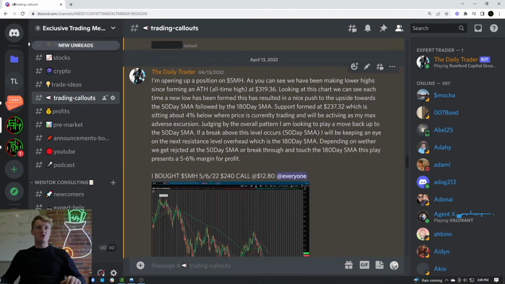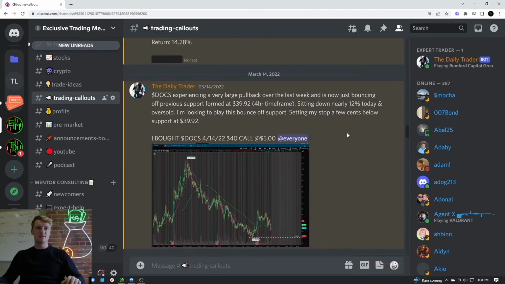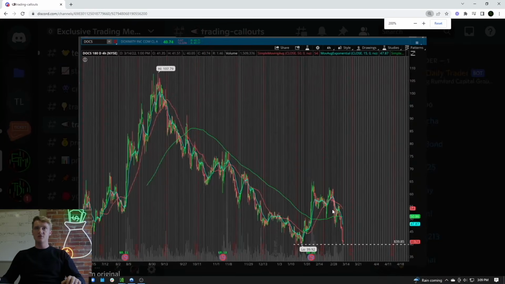I'm just going to show you guys another chart for a different example. Let's go to DOCS. So you can see DOCS had just experienced a very large pullback the day this screenshot was taken and the day before. Big red candle right there. Currently, just catching a bounce off that low. All right, our low, our support level formed at 39.92.